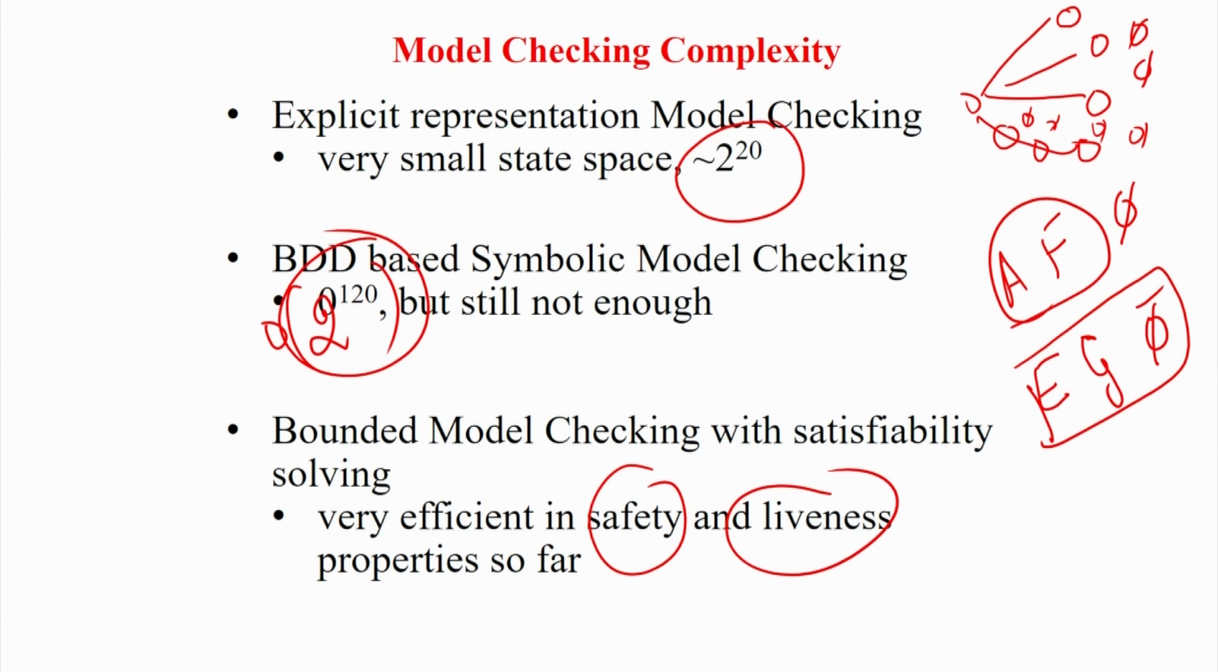But again, as I told you, we are always restricted by length. So, whenever we say globally or in future, we limit our search by the k path length.